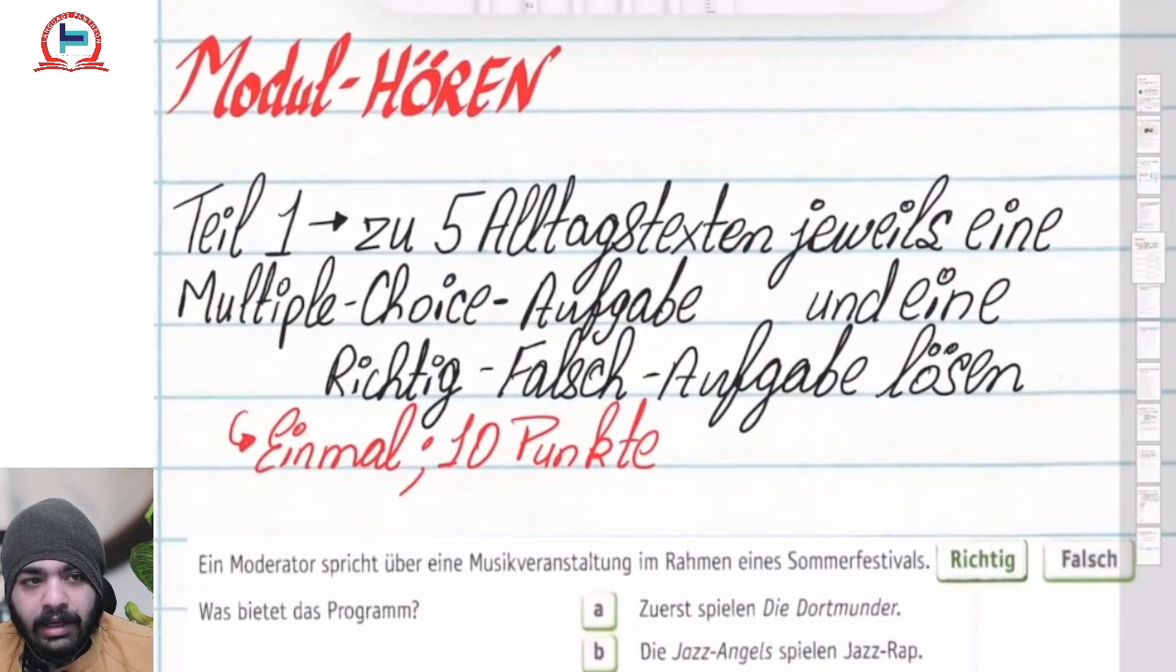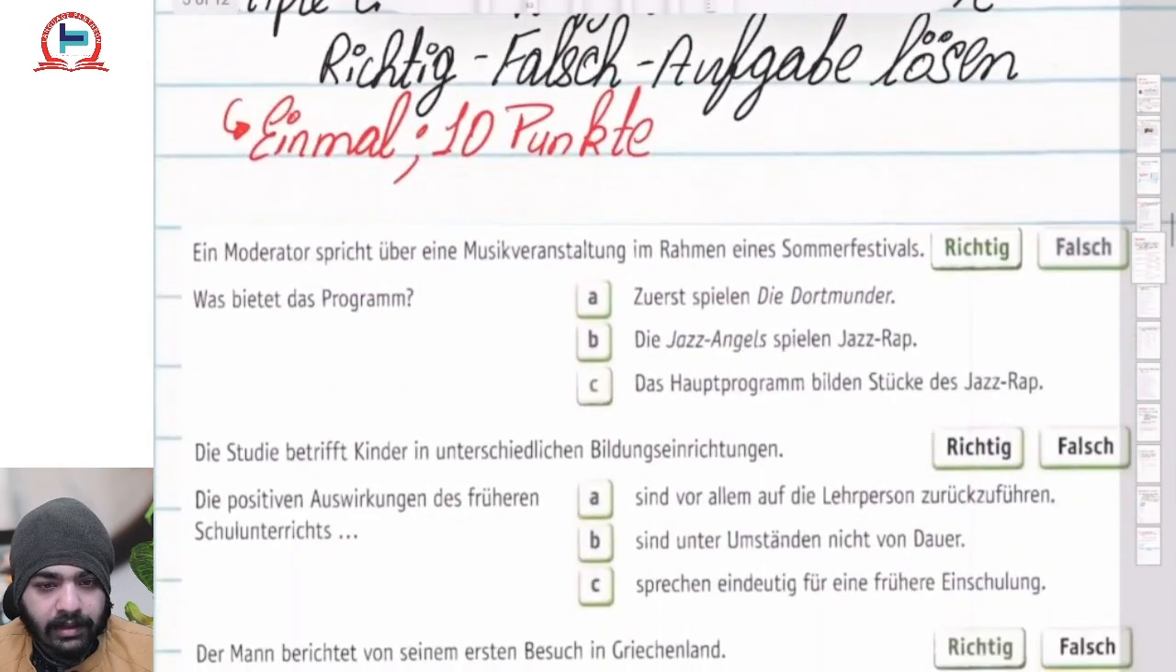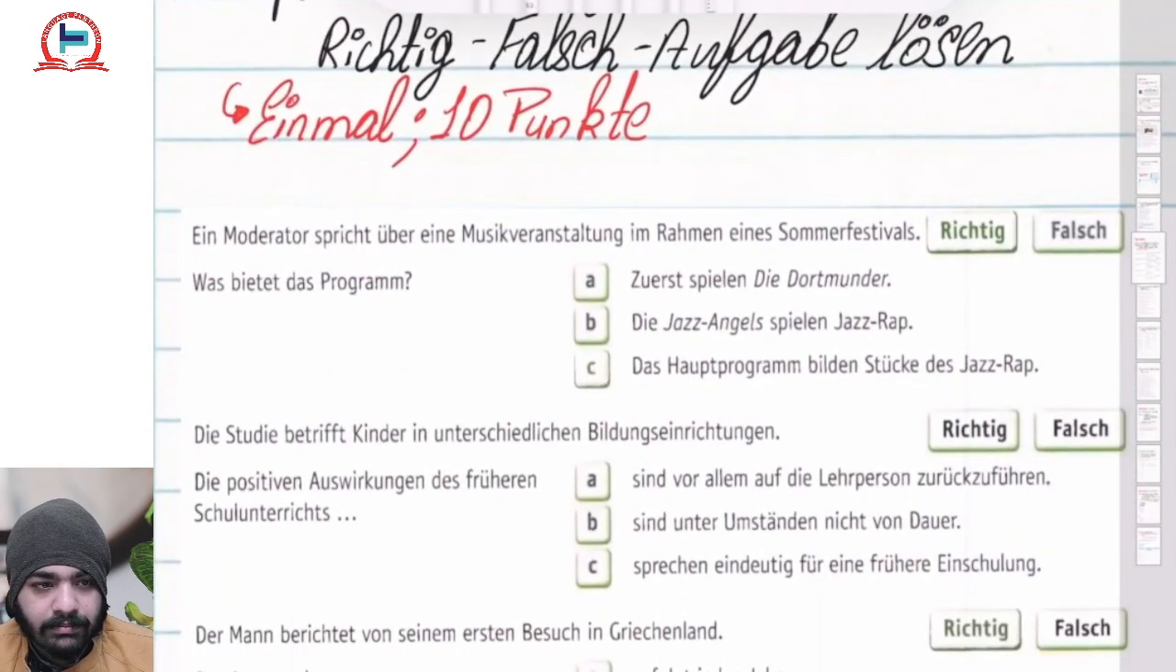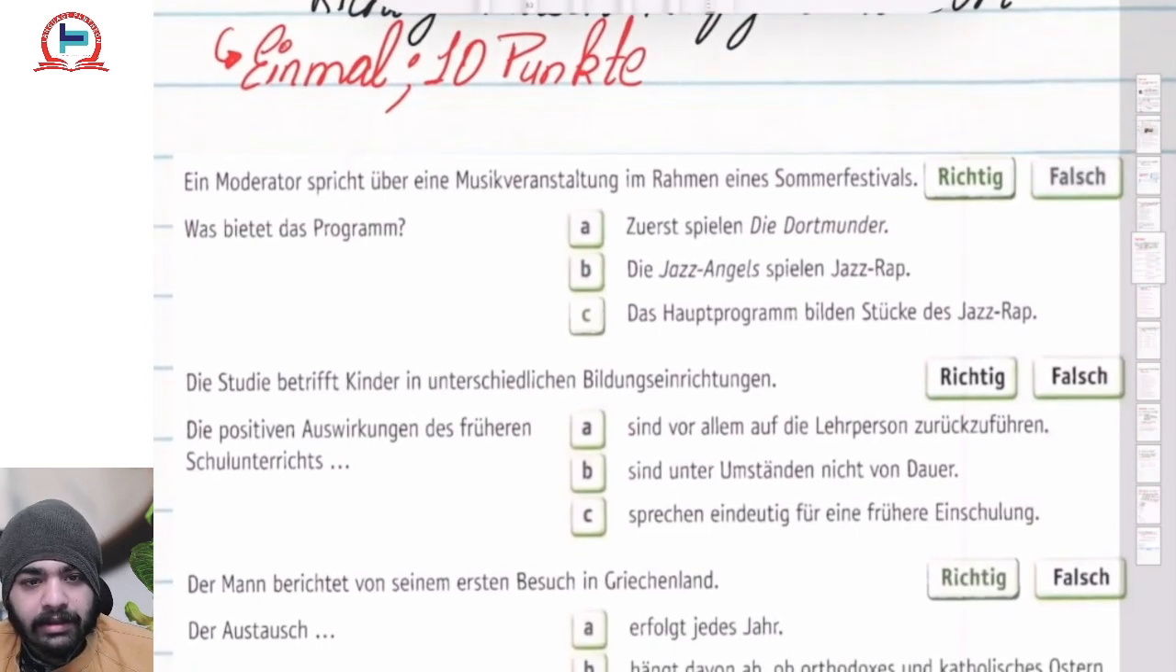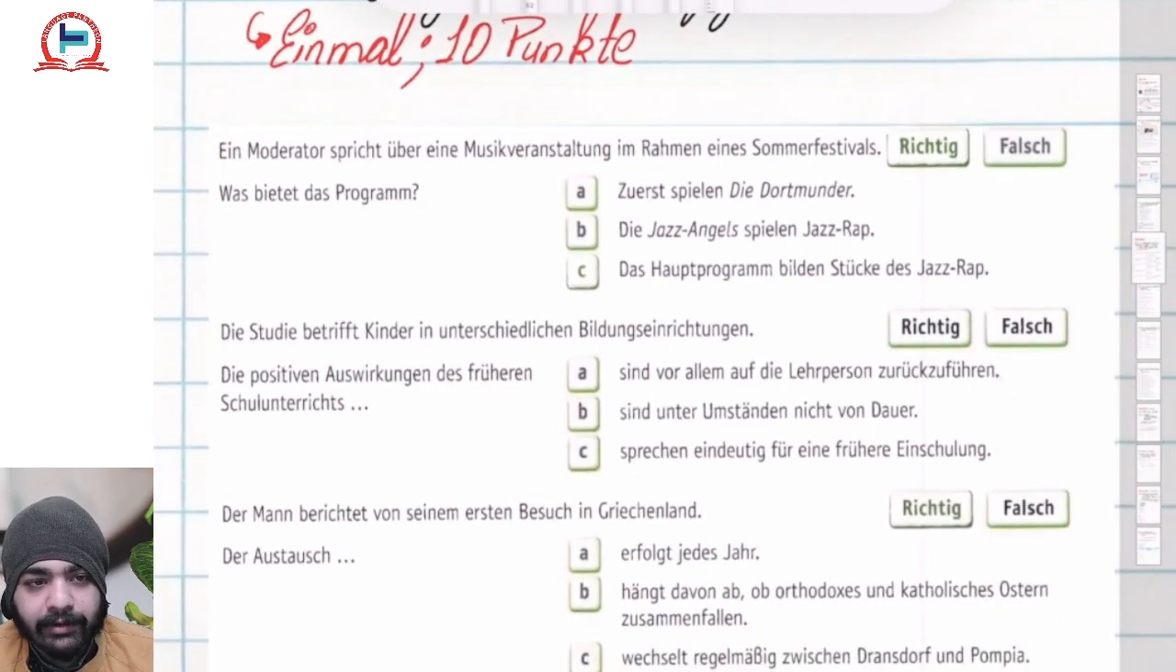Now, coming to Modul Hören. In Teil 1, you get 5 Alltagstexten und dazu eine Multiple-Choice-Aufgabe und eine Richtig-Falsch-Aufgabe. Okay, this part is played once and you can score a maximum of 10 points. This looks kind of like this. There'll be 5 texts. Okay, there'll be 5 different situations, and each of these 5 would have 2 questions to that. One of those questions would be a Richtig-Falsch-Frage, a right-false question, and the other one would be an MCQ based question. Okay.